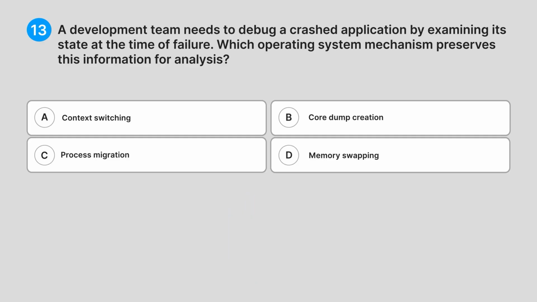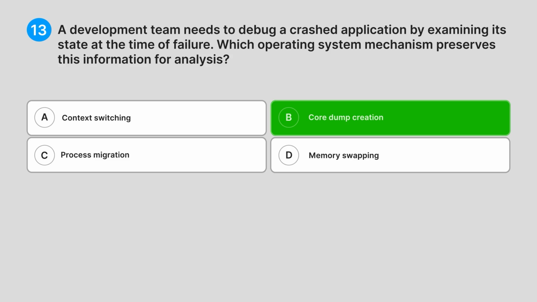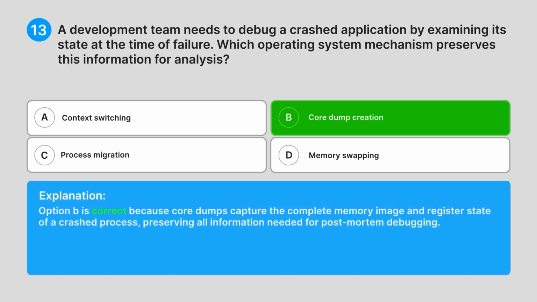Correct answer, B. Core dump creation. Explanation: Option B is correct because core dumps capture the complete memory image and register state of a crashed process, preserving all information needed for post-mortem debugging.